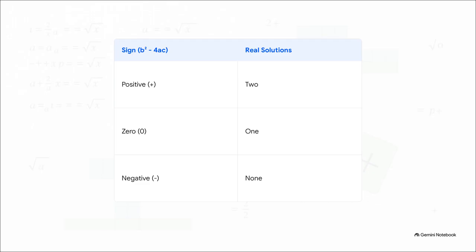If the discriminant is positive, the equation has two real solutions. If the discriminant is exactly 0, there is exactly one real solution because adding or subtracting 0 just gives you the same number. And if the discriminant is negative, there are no real solutions at all.